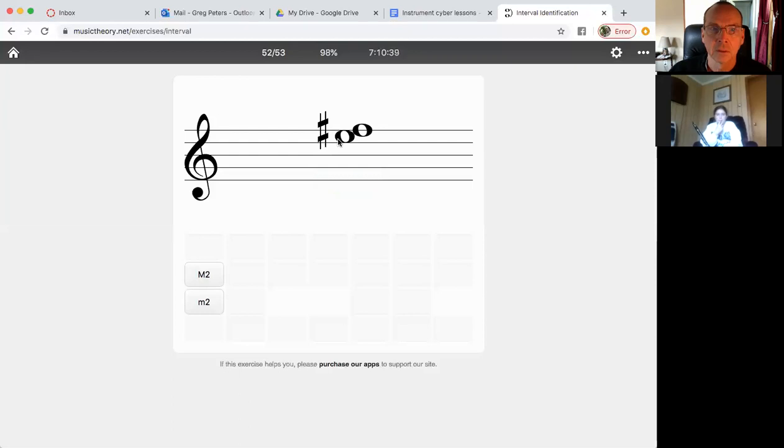Major second. It is, yeah, same interval, isn't it? It's just up the octave. An E to an F is a half step. Raise the F to an F sharp, it becomes a major second. Good.